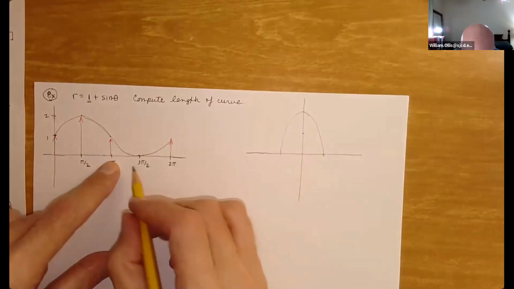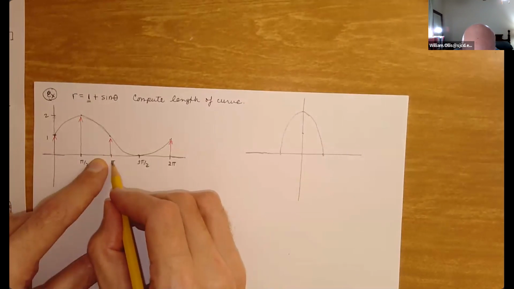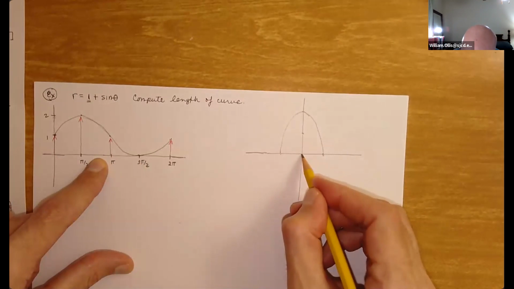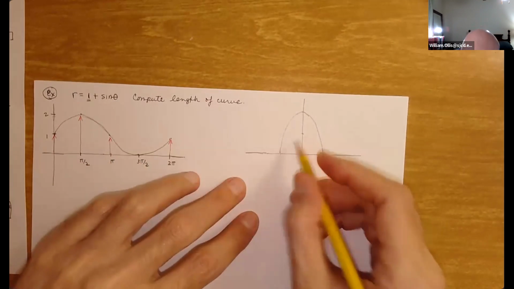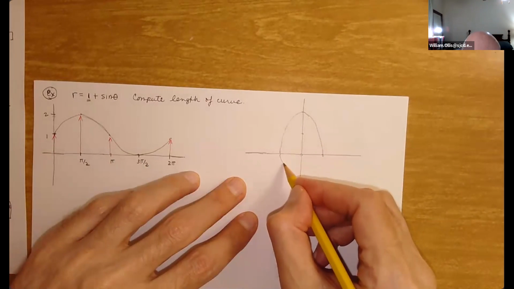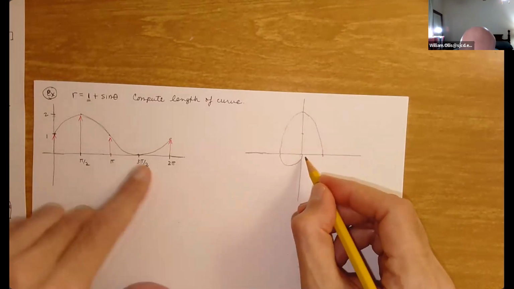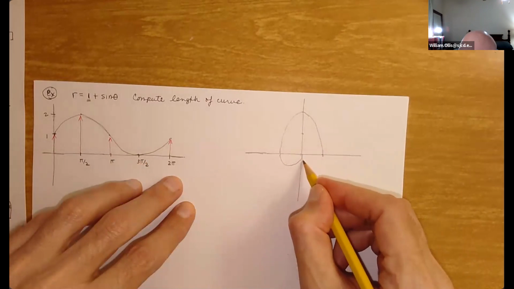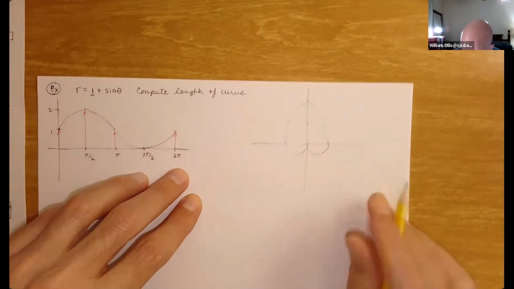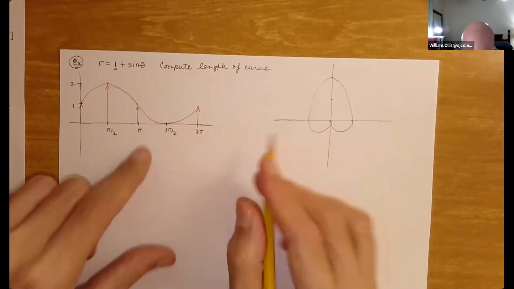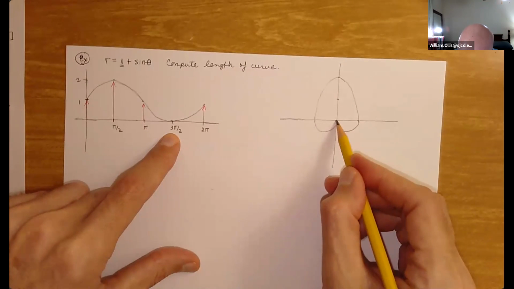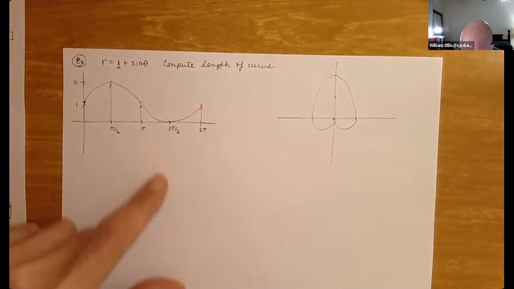And then of course, as we move from pi to 3 pi over 2, we end up at the pole. So we get something like this down, and then we get that heart shape. And then we move back around here like that. So the idea is that we move to 0 and then we move back out. That's where the cusp occurs. That's where the issue is, okay?